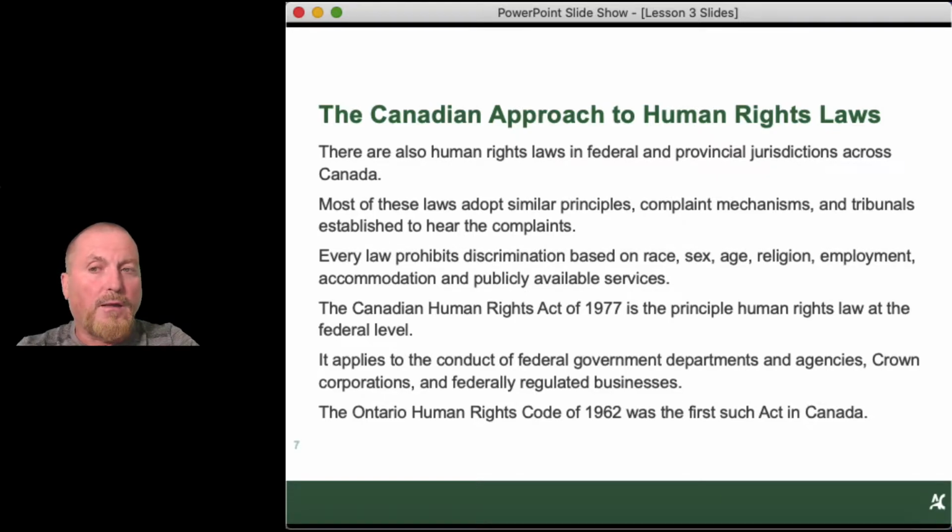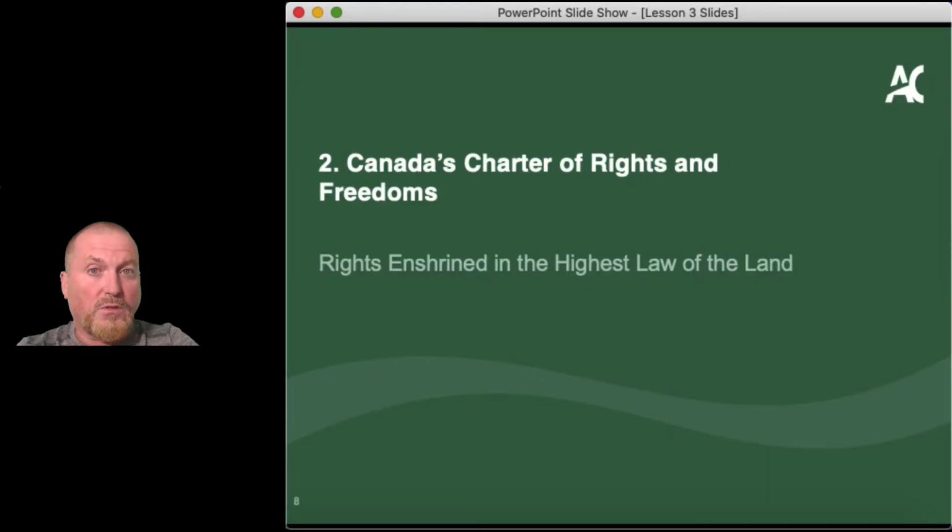Every one of these laws prohibits discrimination based on sex, race, age, religion, employment, accommodation, and publicly available services. The Canadian Human Rights Act of 1977 is the principal human rights law at the federal level. It applies to the conduct of federal government departments and agencies, crown corporations, and federally regulated businesses. Interestingly, the Ontario Human Rights Code of 1962 was the first such act in Canada. So Ontario was quite progressive on this, all right?